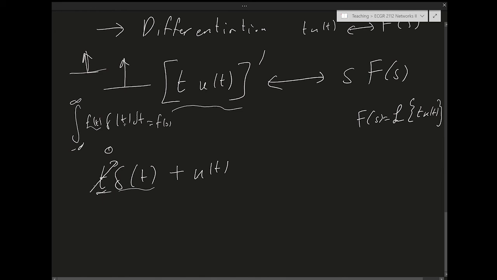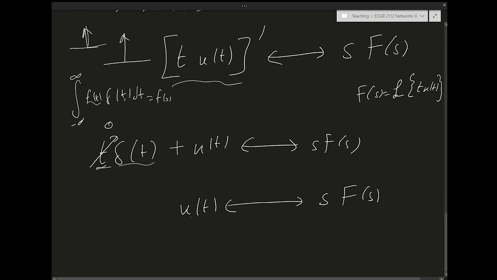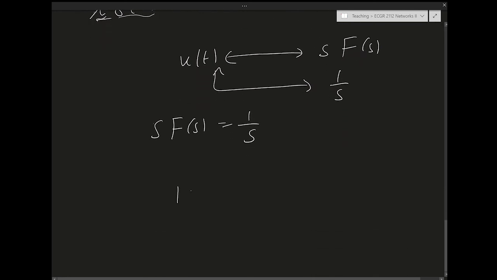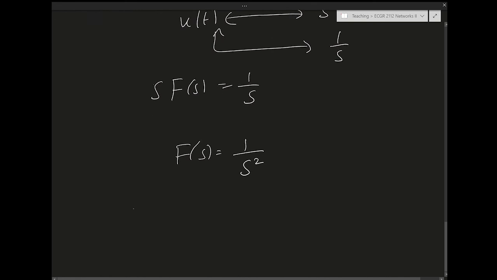So this goes to s F of s. This tells me that u of t transforms to s F of s. But I already know what the transform of u of t is: it transforms to 1 over s. So that means s F of s equals 1 over s, so F of s needs to be 1 over s squared. The result we've obtained is clear: the Laplace transform of t u of t is 1 over s squared.